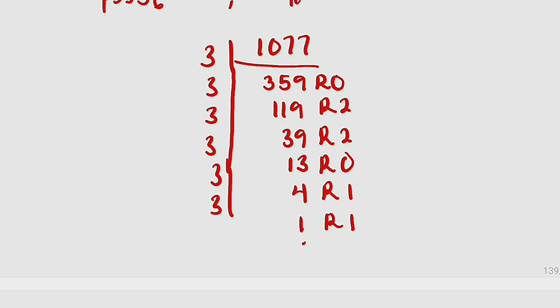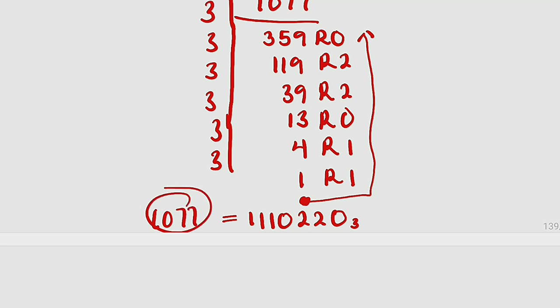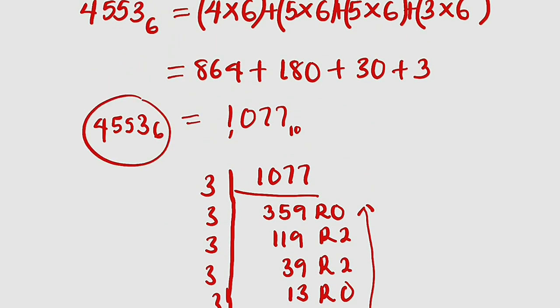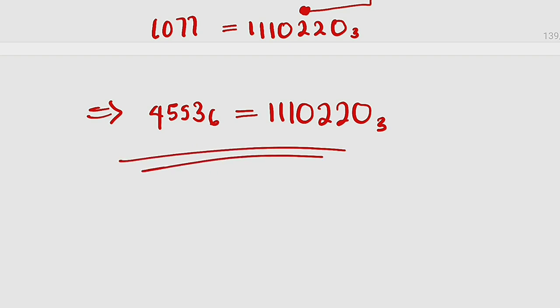Then you take these numbers, starting from this one, and move this way up to this one again. So let me copy them. We have 1, 1, 1, 0, 2, 2, 0. This is in base 3. So this is the number 1077. But this number is equal to the previous one, which is this one in base 6. So let me copy this one. So this implies that this particular number is equal to 1110220 in base 3. As simple as that. Don't mistake this one with 6. It is base 6. Let me drop it down a little bit.